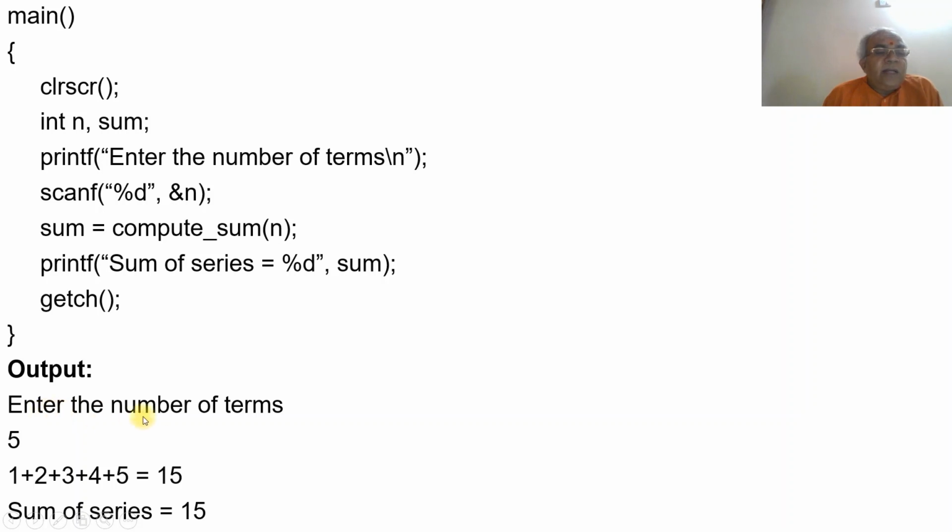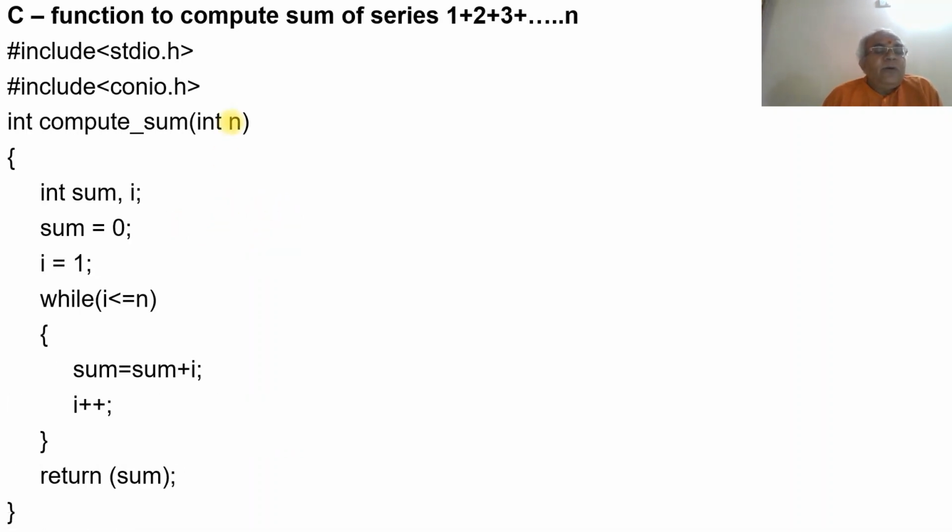So how does this work? Enter the number of terms as 5. Once you read this, it will go to this function, so it calls the subprogram. The value of n we have entered is 5. First we look at the sum value. Initially the value of sum is equal to 0, because 1 plus 2 plus 3 plus 4 plus 5 keeps on adding, so the initial value of sum is 0.